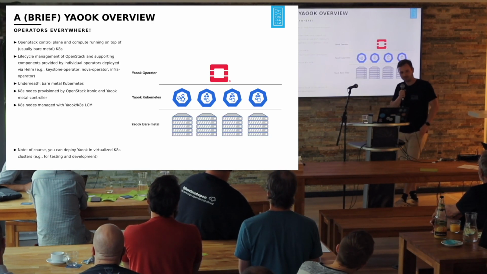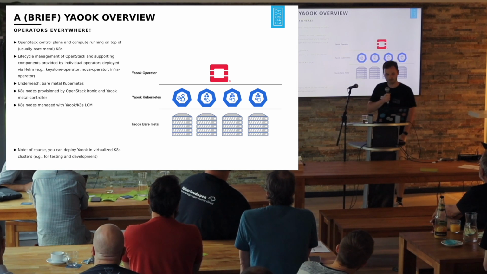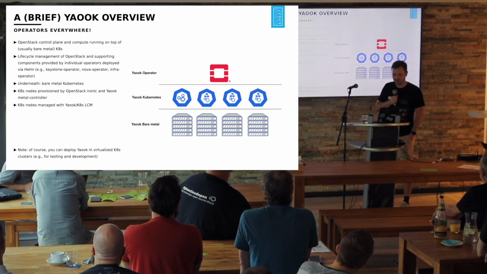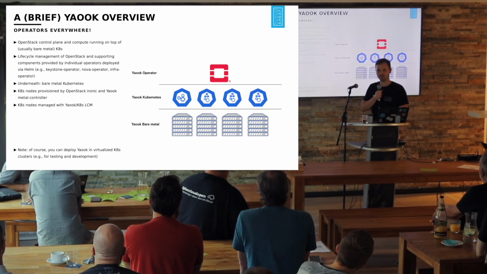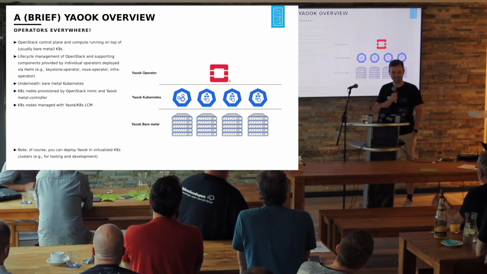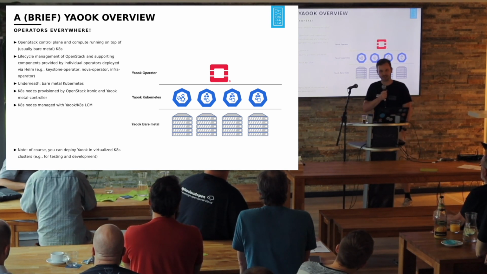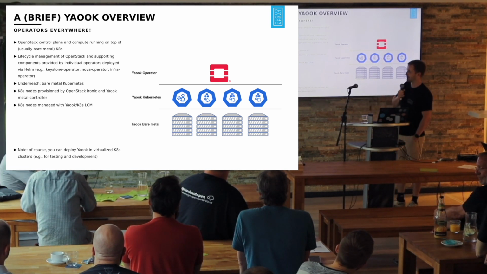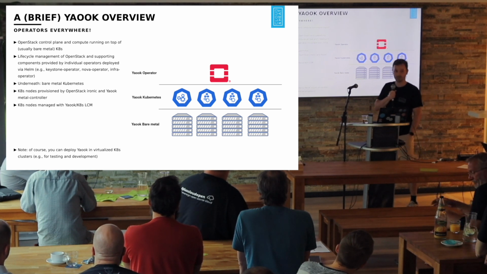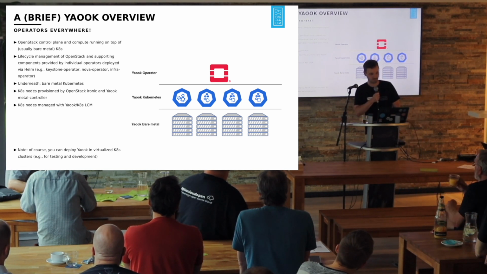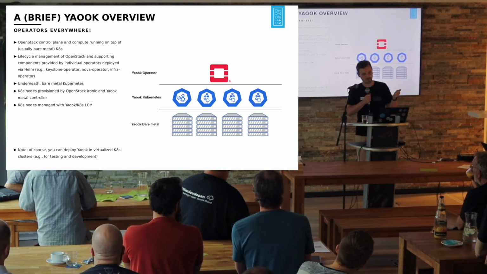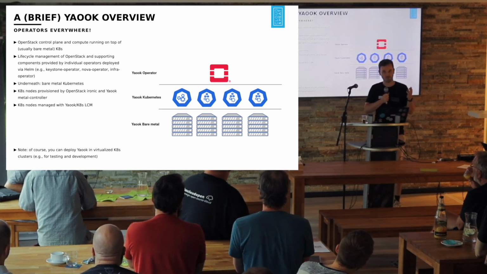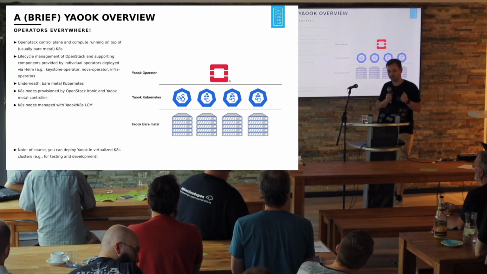So as I've promised, a brief Yaook overview. Some might think it's a little bit insane, but we like to run OpenStack on top of Kubernetes. And this means, in detail, the OpenStack control plane and also the compute components are running on top of, typically, a bare metal Kubernetes cluster. And all of the lifecycle management of the components, of the API components, but also of the hypervisor components, is all done by so-called operators.